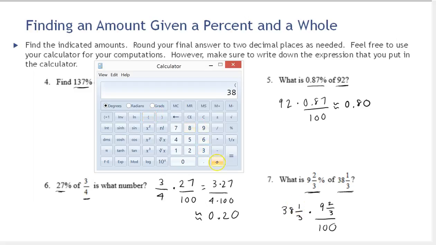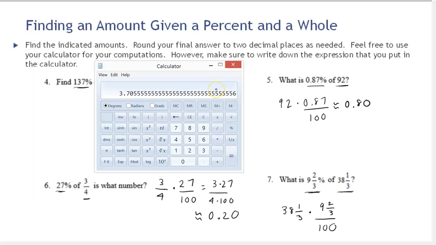So 38 plus 1 divided by 3. I'm going to put that in parentheses. Okay, never round midway, only round at the end. Now I want to multiply this by times. So I'm going to get new parentheses. 9 2/3 is 9 plus 2/3. Now that's in parentheses. And then I divide by 100. And we get this result.